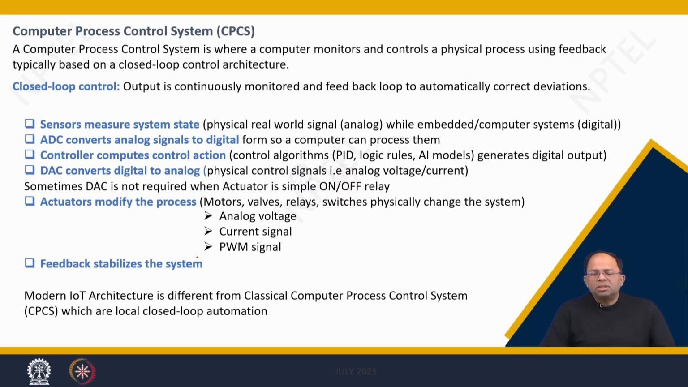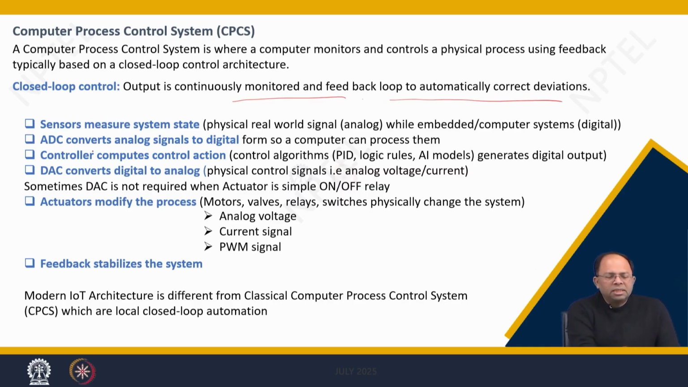So, it's a process using feedback, typically based on a closed loop control architecture, and that means output is continuously monitored and fed back in a loop to automatically correct deviations. Now, exactly how the deviations are corrected, some logic has to be applied based on the observed quantities and the desired quantities that we want. So, this system has several stages, or several components you can say.